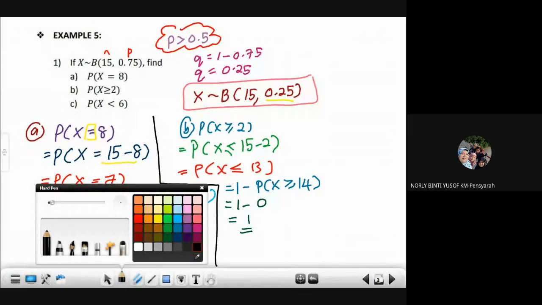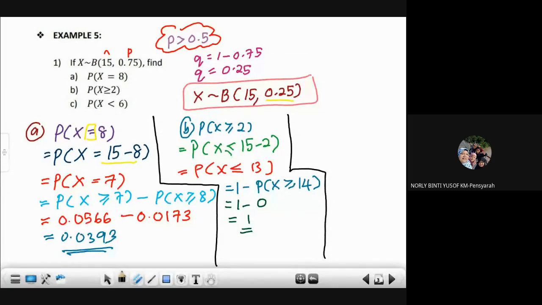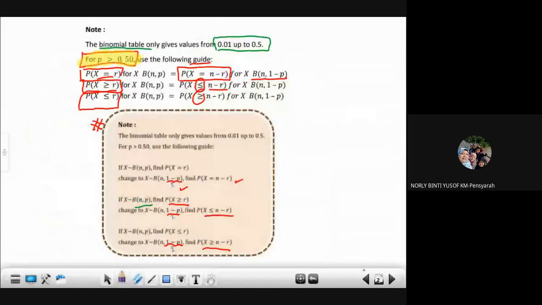Okay, sama juga untuk C. Okay, C, we tengok C. C adalah X lesser than 6. Okay, X lesser than 6. Ini kita tak ubah konsep dia from P to non-success 0.25 untuk baca table. Tapi kat sini, dia hanya ada simbol greater than, masuk sini greater than, dia akan ubah jadi lesser or equals to, greater or equals to lah. Lesser or equals to jadi greater or equals to. Tapi tak ada simbol greater sahaja. Tu ada beza lah kat situ.